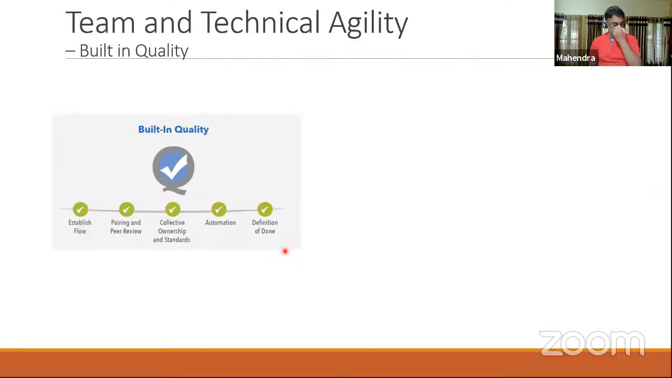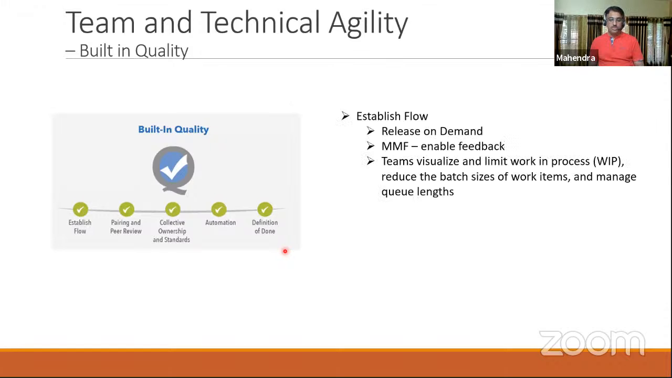The third dimension of team and technical agility is built-in quality. This is paramount. There's a flow that needs to be established. We need to build in capability to release on demand, and have a minimal marketable feature (MMF) so that we can get feedback from the end customer.